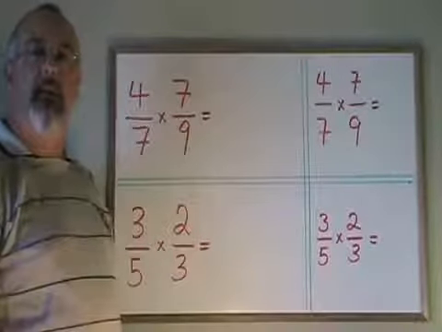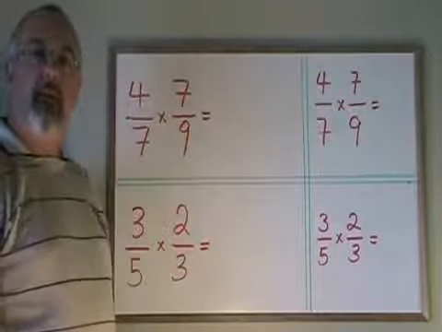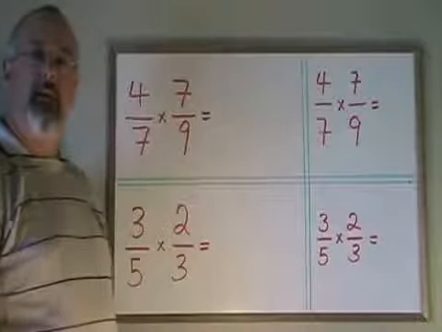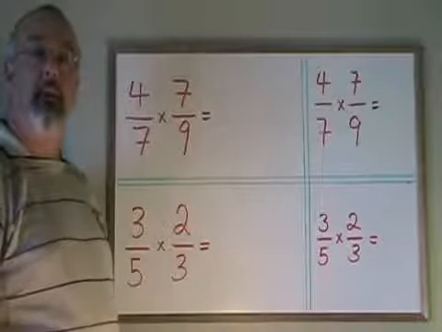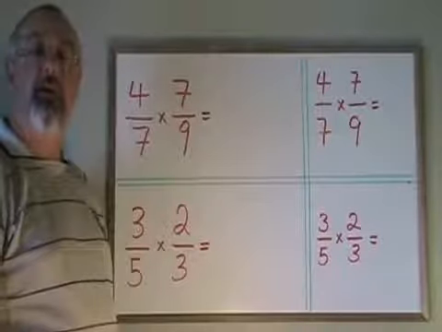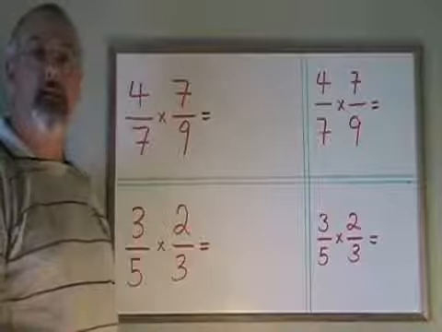Canceling is something we do when we are multiplying fractions, which helps us to multiply using smaller numbers and can make the problem easier. It can also make it so that we don't have to reduce the fraction at the end to give our most simplified answer.